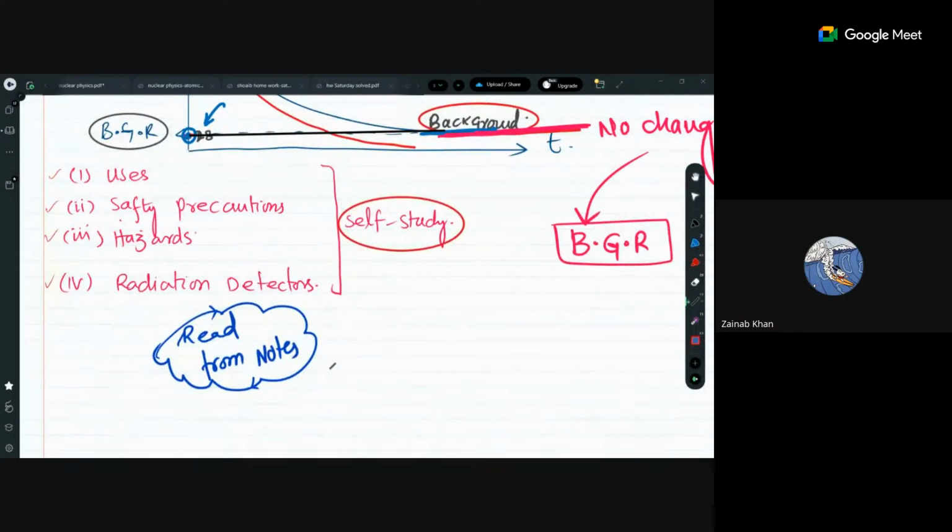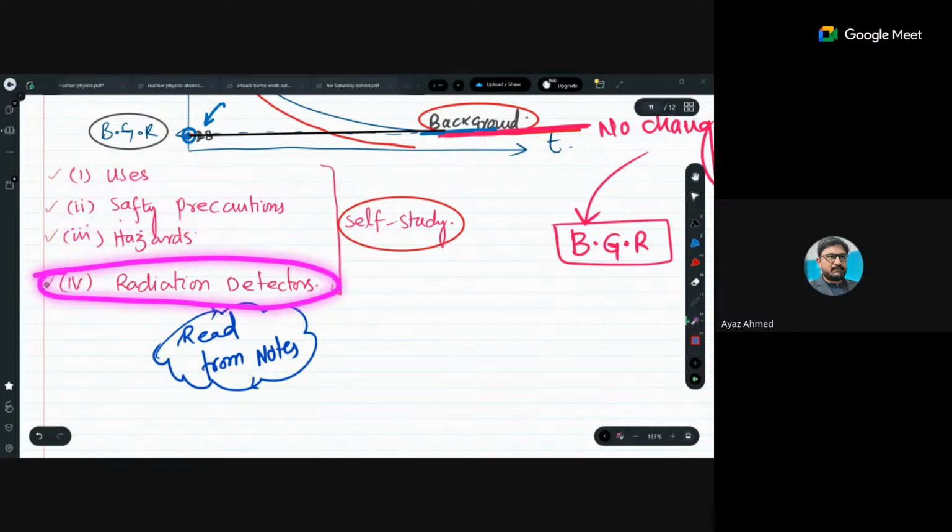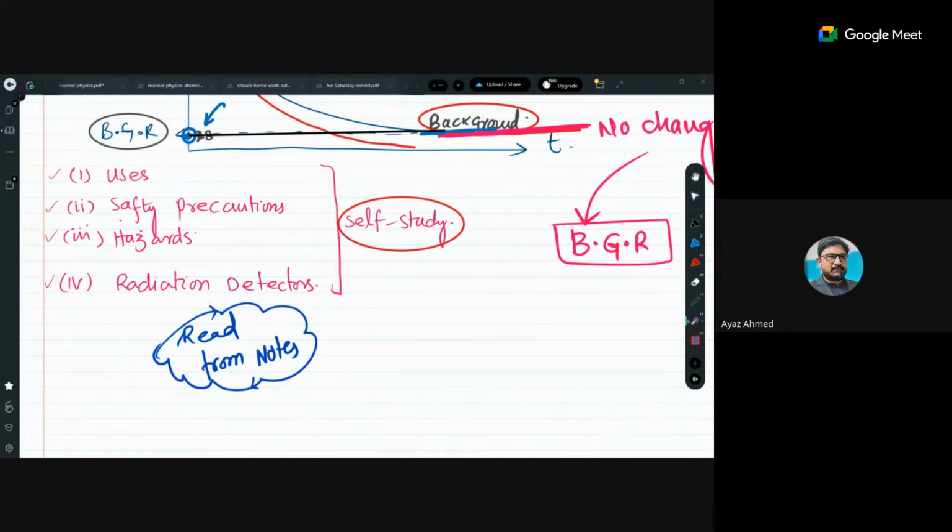Yes, sir. Okay. अब रह गए हमारे पास तीन चीजें. One is use, second one is safety precautions, third one is hazards and radiation detector. So this all is the theoretical job. Uses would be quite easy. You will be able to handle them. Safety precautions उससे भी आसान है, and hazards, and then radiation detectors.